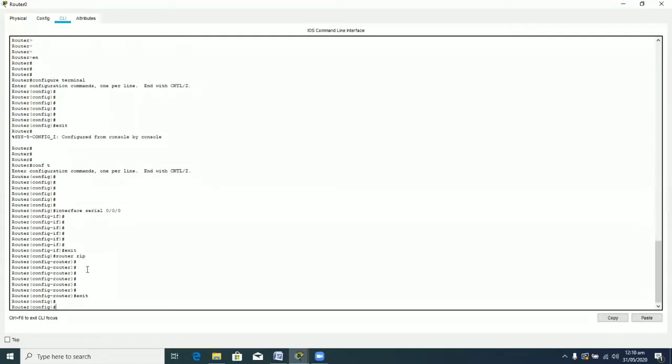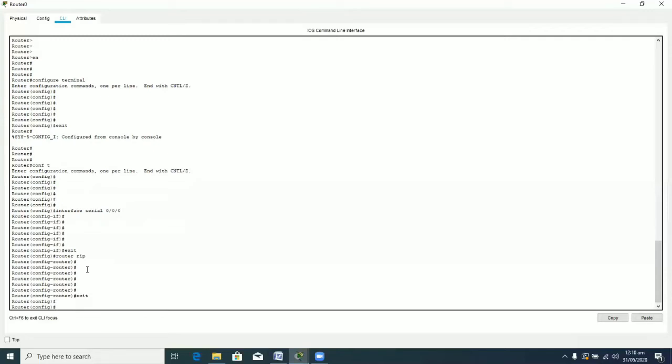One more thing I want to clarify over here is that there is another very powerful mode that is known as the ROM monitor mode, and we will be dealing with the ROM monitor mode when I will be recovering the password of my router if I forgot my password, or if I want to recover my IOS. ROM monitor mode is the most powerful mode, or you can say that it is a very useful mode that is also present in our router. But in this lab number 1, we will not be dealing with the ROM monitor mode.